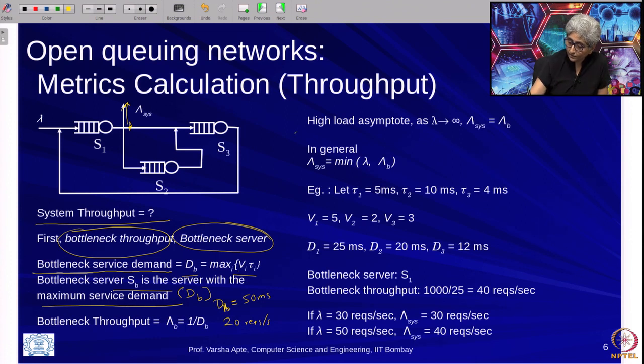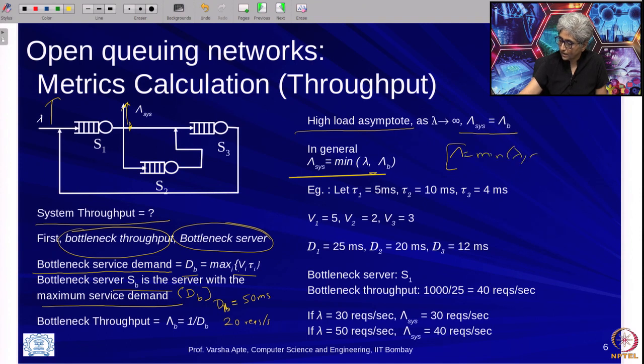So let us look at the high load asymptote: what happens as lambda starts going to infinity? Of course the system throughput is going to converge to the bottleneck throughput. The system cannot do more than its slowest server can. The slowest station is going to determine what the system as a whole can do. But in general, system throughput is equal to the minimum of the external arrival rate and the bottleneck throughput, right? This is similar to how lambda was the minimum of small lambda and C mu, recall, for a single node. C mu was the maximum that a single node with C servers could do. Here that maximum is determined by the bottleneck service demand, and the reciprocal of that bottleneck service demand.